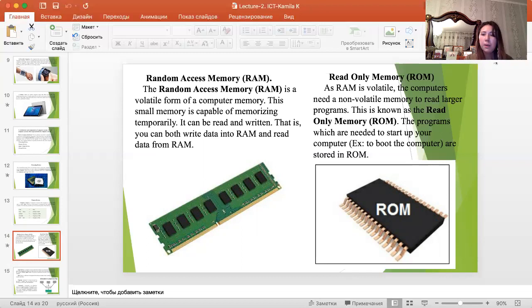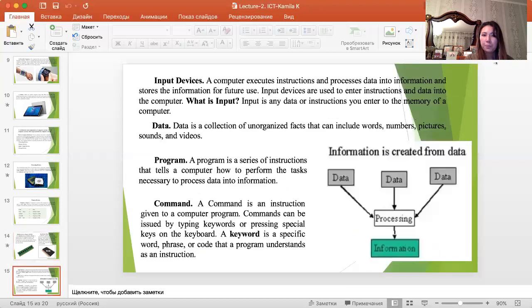Read-only memory. As RAM is volatile, computers need a non-volatile memory to hold larger programs. This is known as read-only memory. The programs which are needed to start up your computer, for example, to boot the computer, are stored in ROM.